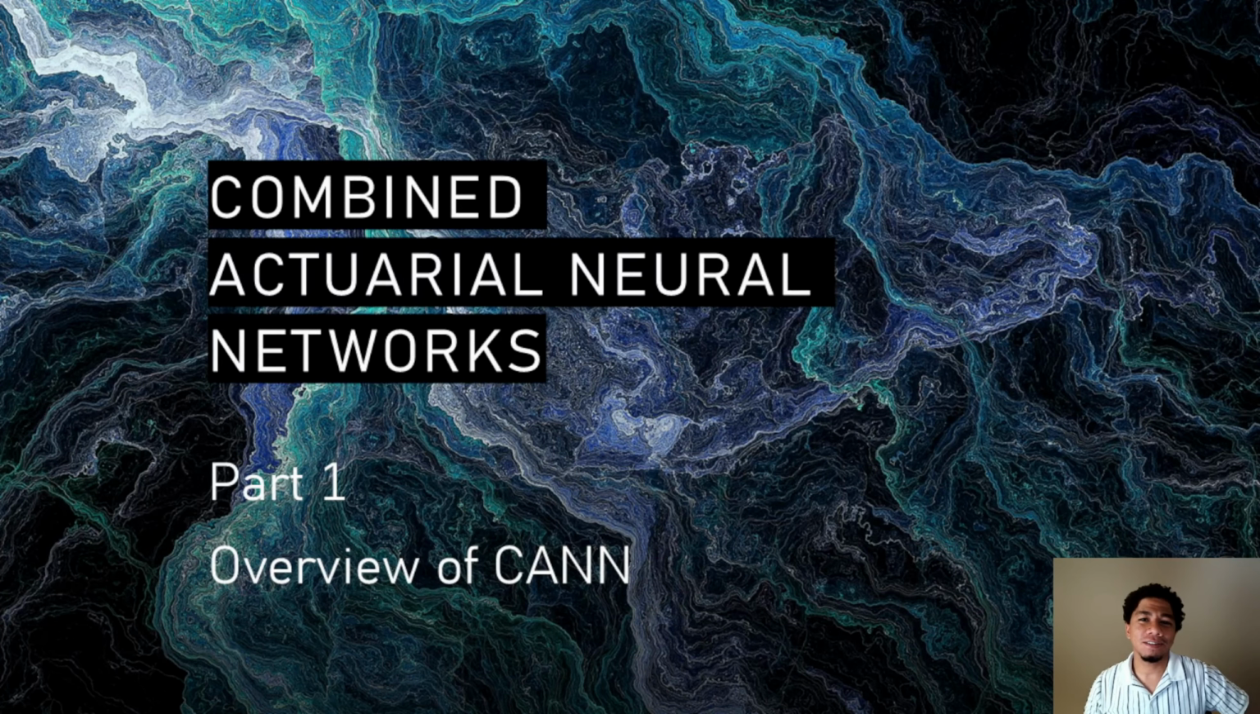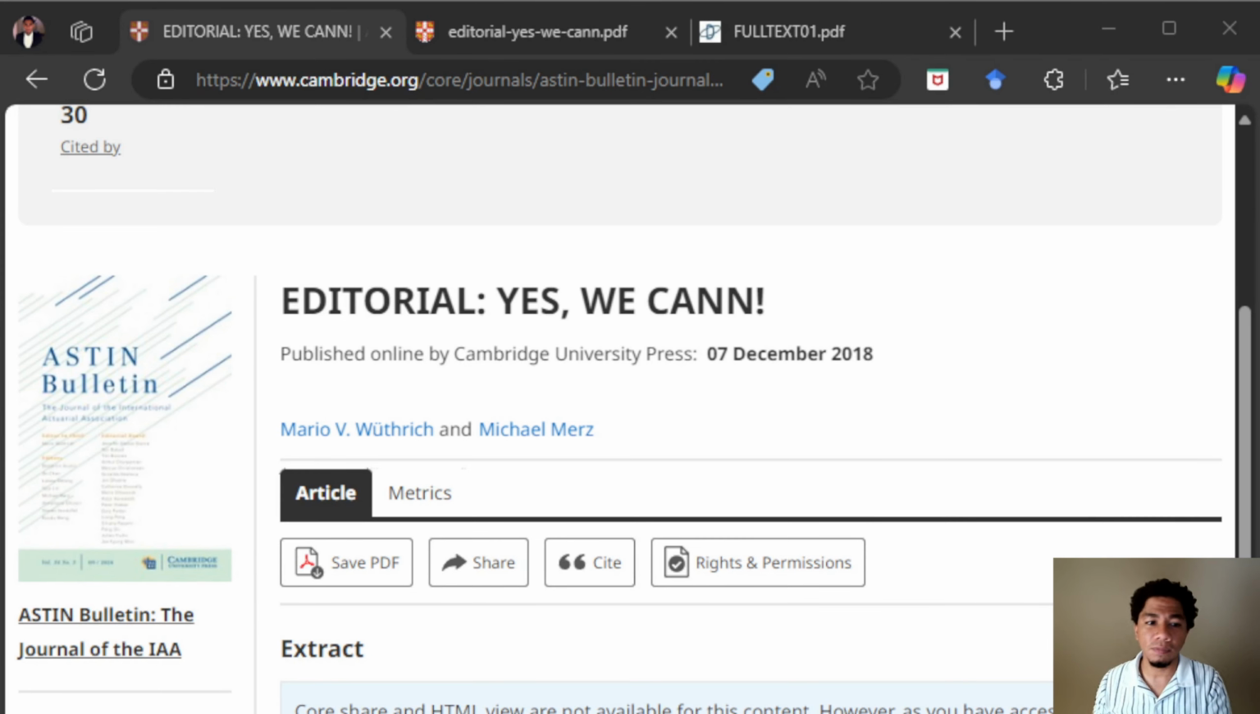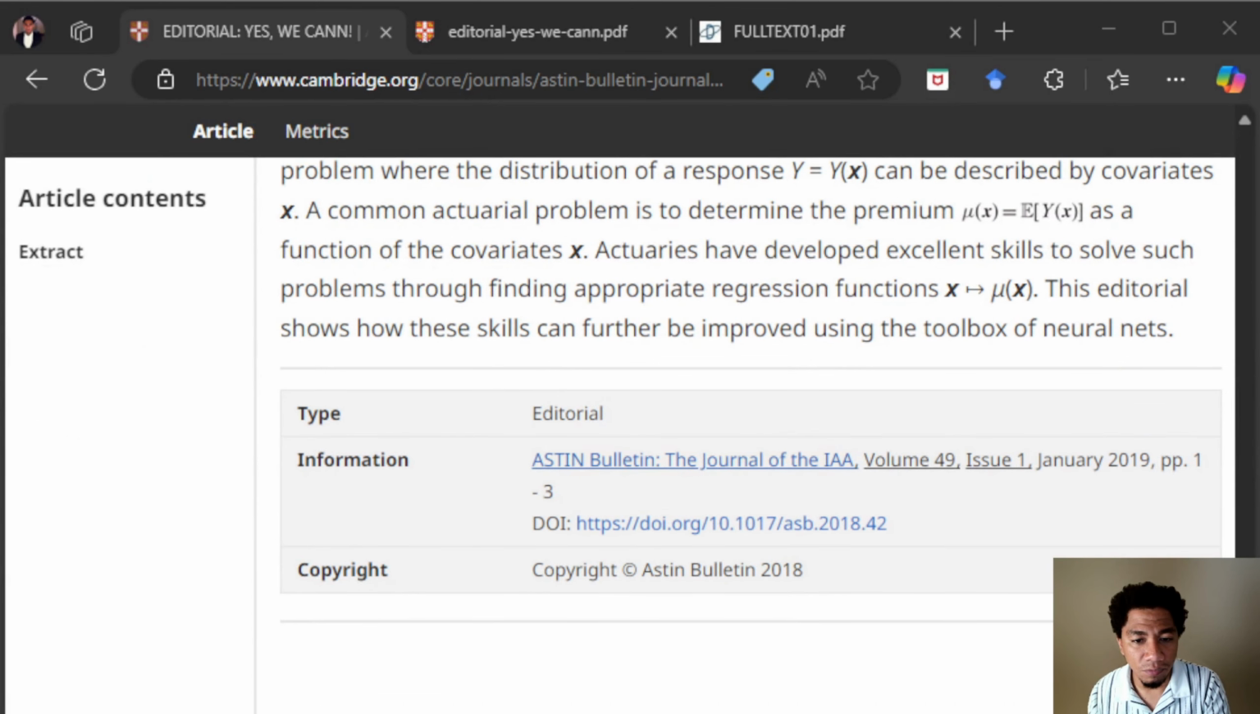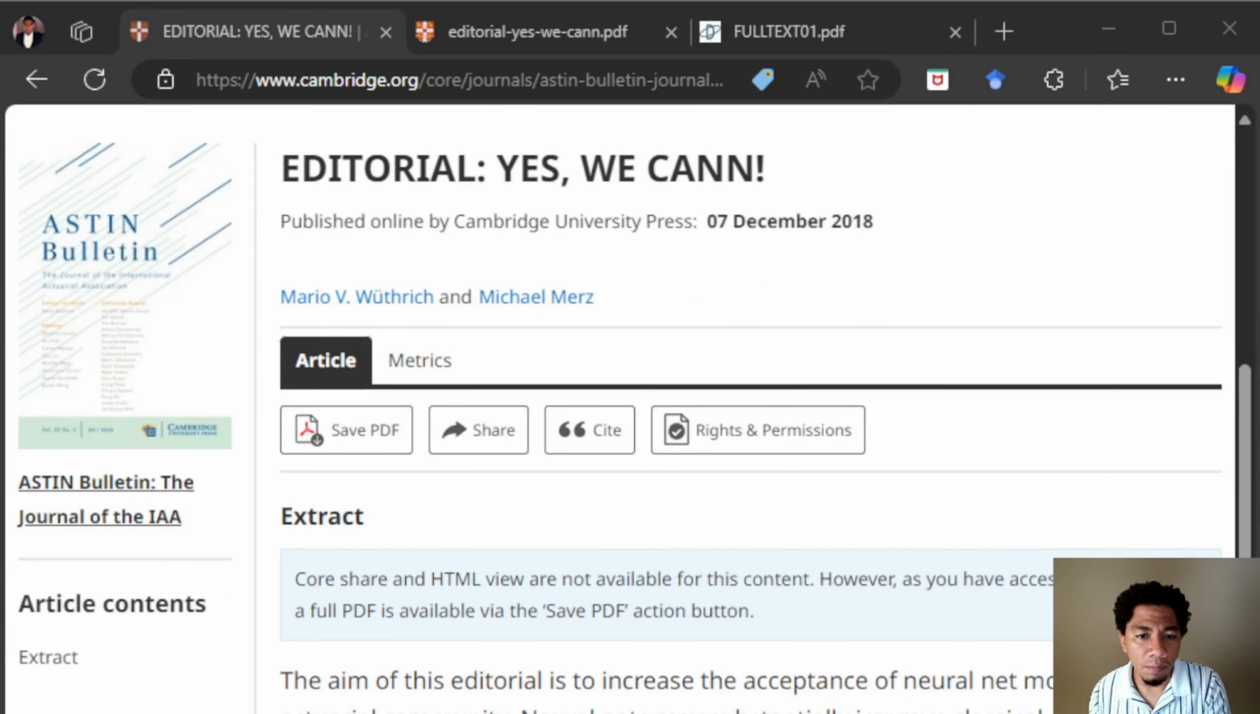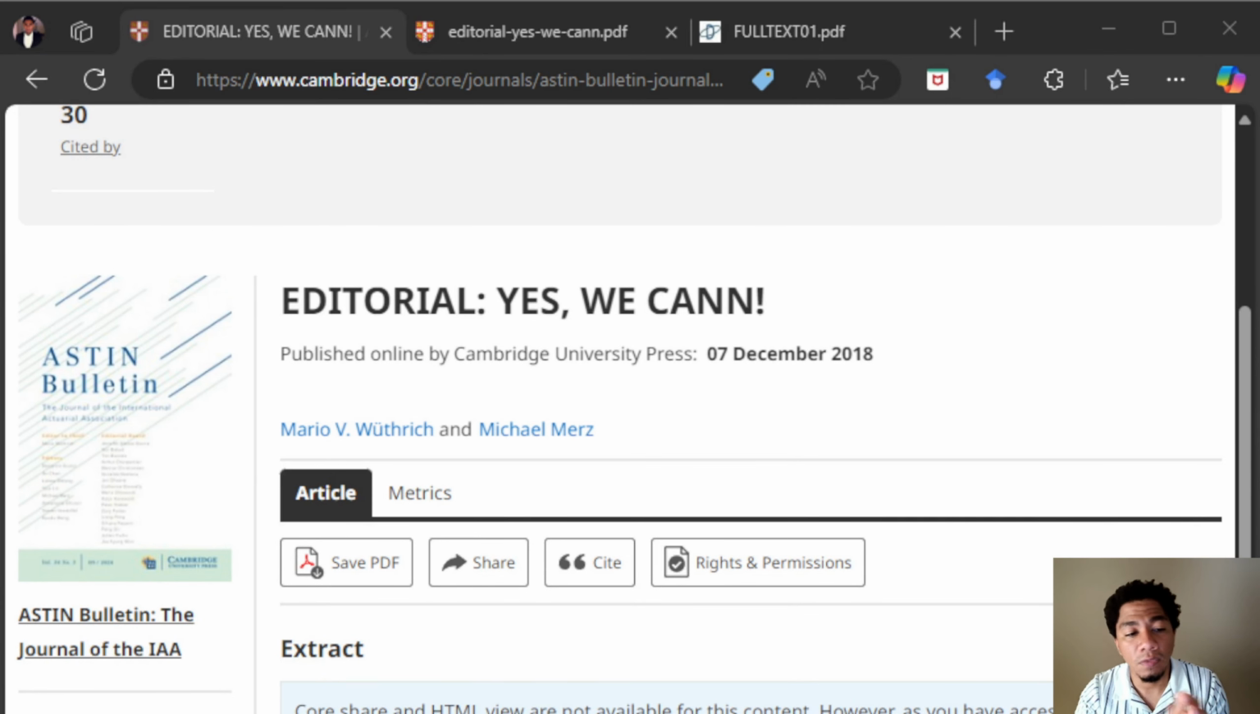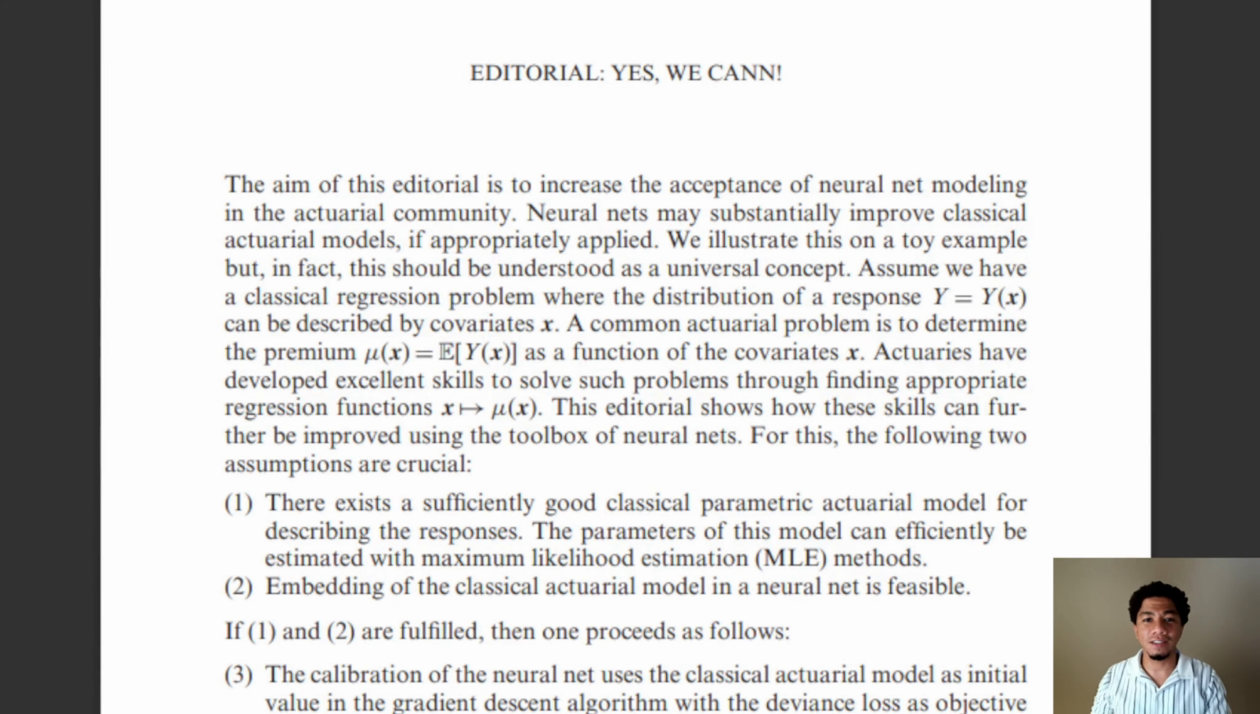And today we'll be discussing a concept that was brought about a few years ago in 2018, and it's called the Combined Actuarial Neural Net. There was an editorial, so we'll just go to that paper. This editorial was published as part of the Astin Bulletin, volume 49, issue 1, in 2019. The authors of that editorial are Mario Wüthrich and Michael Merz. Okay, so let's take a deep dive into the editorial.